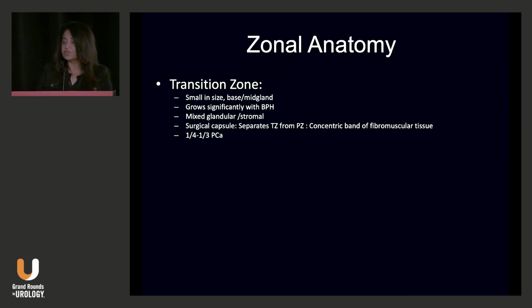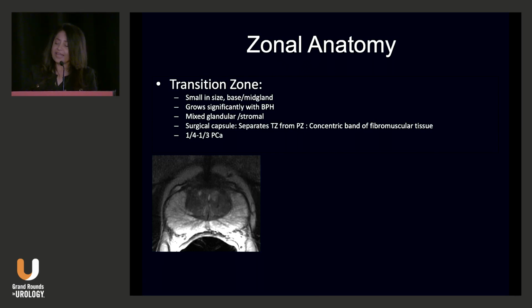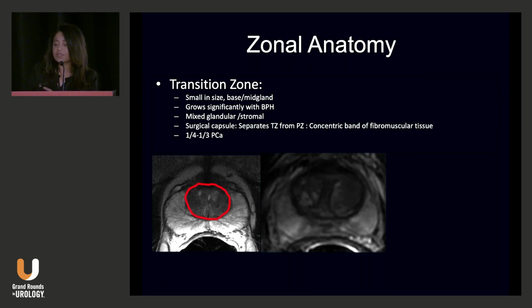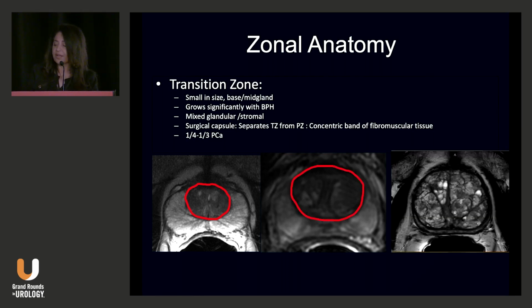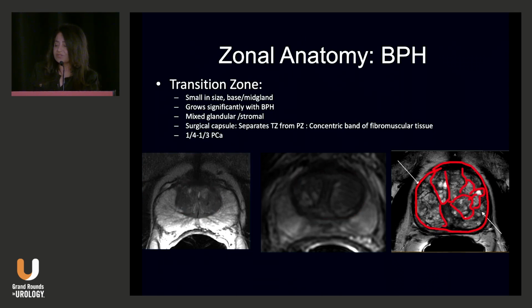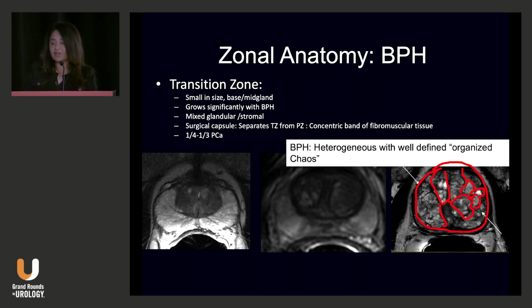And transition zone, though, is what gives us still problems on MRI. And as in this case, normally it's smaller in size, and as BPH occurs, you can still delineate the two lobules of the transition zone, et cetera. But as you can imagine, when there's a lot of BPH, the bright stuff is glandular BPH, the dark stuff is stromal BPH, and then you really don't see much of the peripheral zone. It's just all attenuated. And this has also been dubbed the organized chaos.